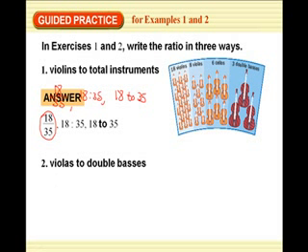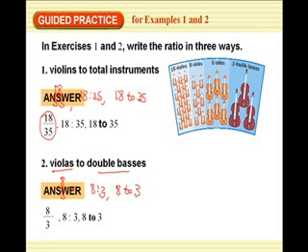But violas to double basses, so the violas is 8, that goes on the top, to double basses, which is 3. And I know this is an improper fraction, and we've talked in the last chapter that we want to divide that out, but we want to leave this since they were specifically talking about violas and double basses. So that can't reduce, so then the next ways would be 8:3 and 8 to 3. Those would be the 3 forms.